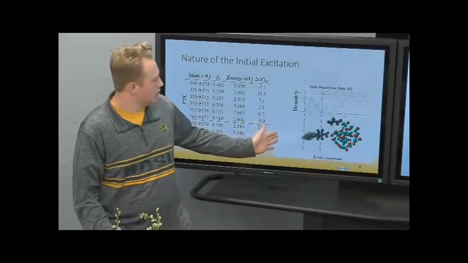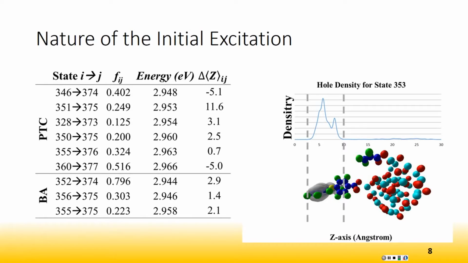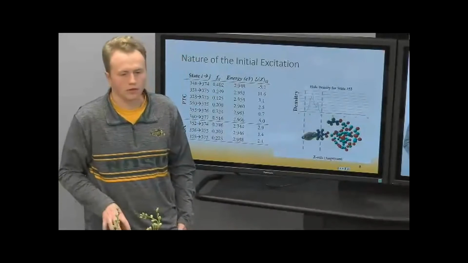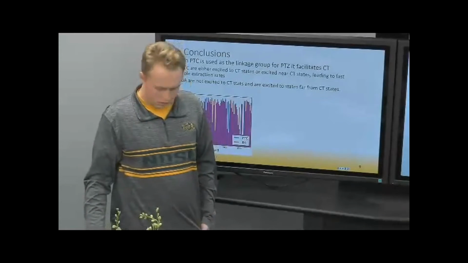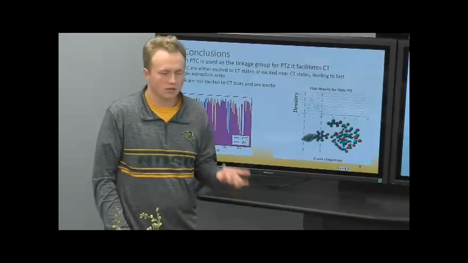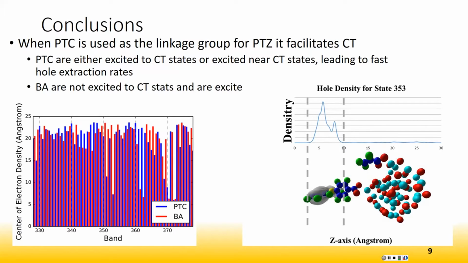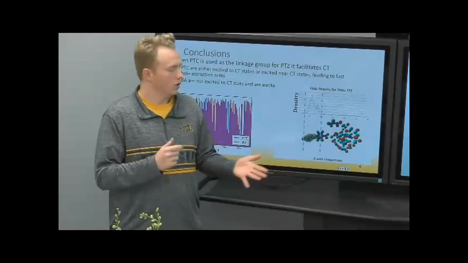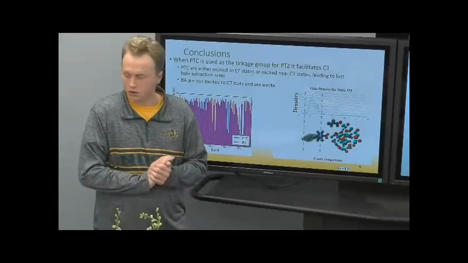So then this is just a partial charge density of the highest charge transfer state. So this is 353, and we can see that the charge transfer is only on the ligand, and there's no localization of the hole on the quantum dot. So in conclusion, we can conclude that PTC facilitates charge transfer because it is either initially excited to a charge transfer state, or it is very close to a charge transfer state, where BA has to relax down to a charge transfer state, which will increase our rate for hole extraction.